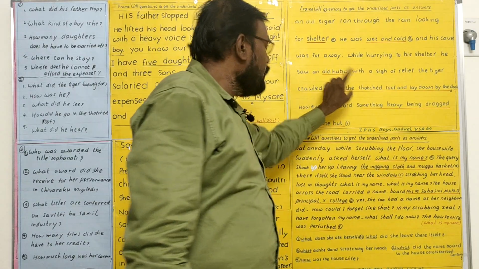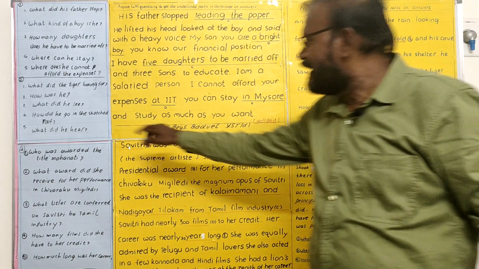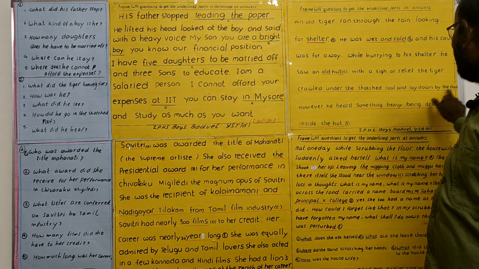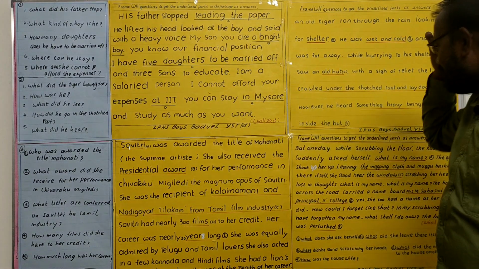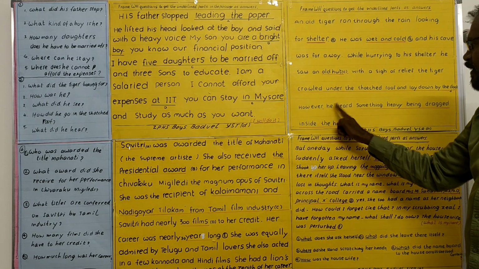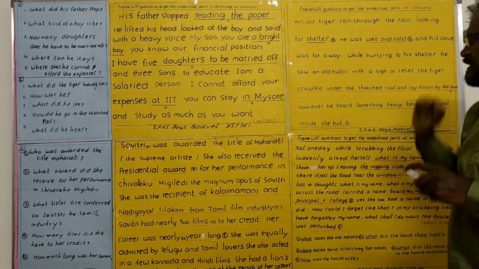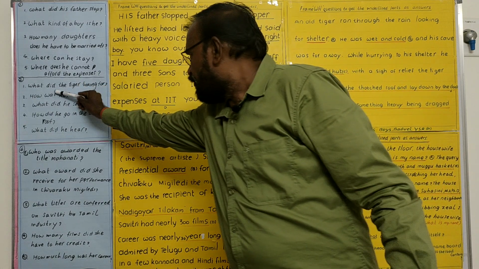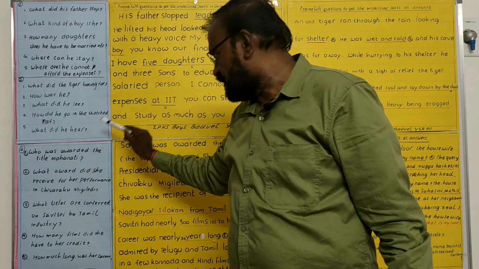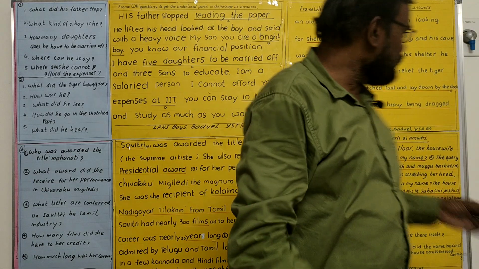How did he go into the thatched roof and lie down by the door? And however, he heard something heavy being dragged. What did he hear? These are the five questions. Here I have them. What was the tiger looking for? How was he? What did he see? How did he go into the thatched roof? What did he hear?